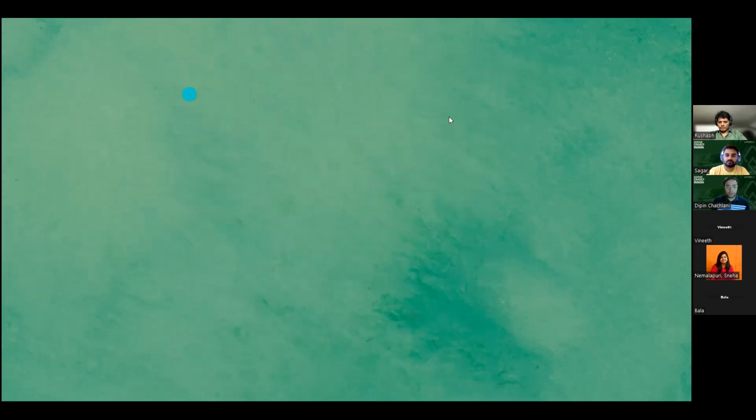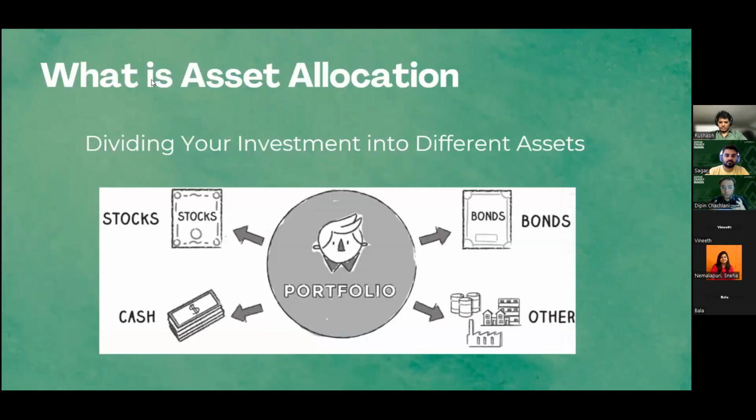So I'll quickly show you what exactly an asset allocation is. This is nothing but your portfolio being divided into different kinds of asset classes. We understood what an asset class is and what the different types of asset class are. So asset allocation is nothing but dividing your portfolio into separate asset classes according to your risk profile and your financial goals, right? Super.